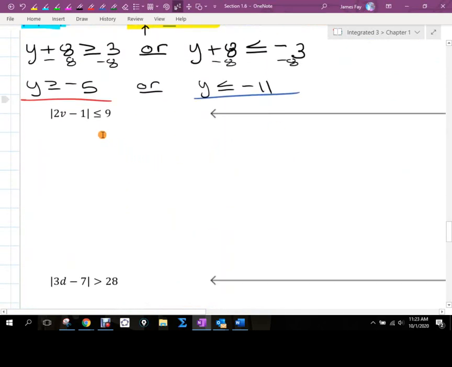I want you guys to take a minute on your own and do this next one. Absolute value of 2v minus 1 less than or equal to 9. Take a minute and do that. You can work with one another, ask each other questions, and then we'll reconvene and talk about that solution.